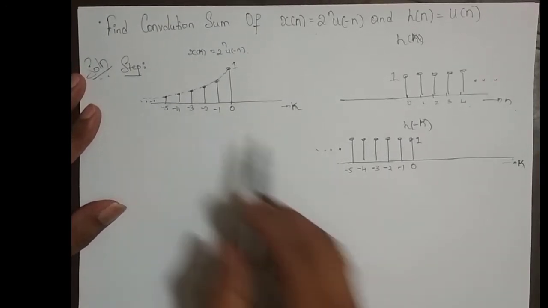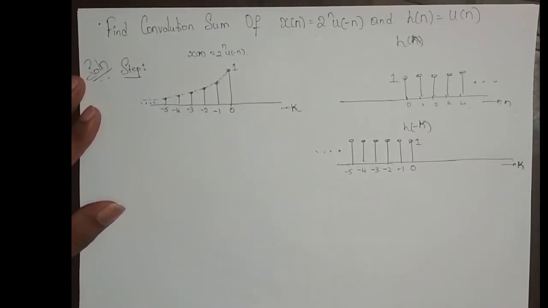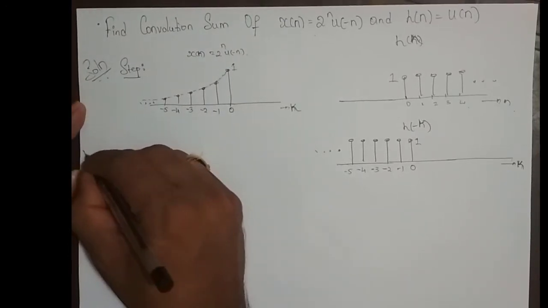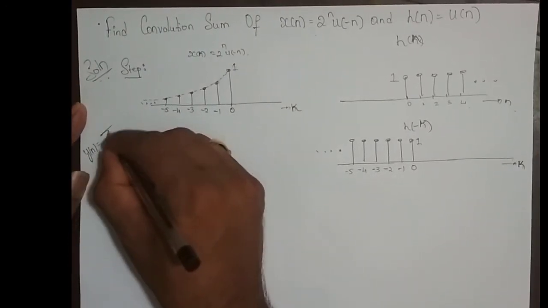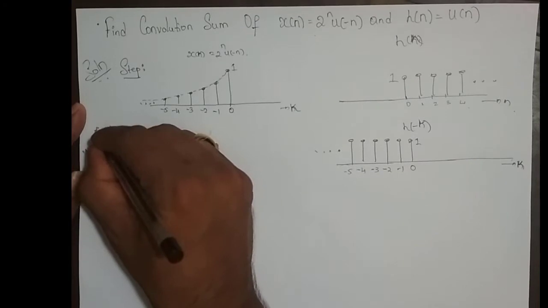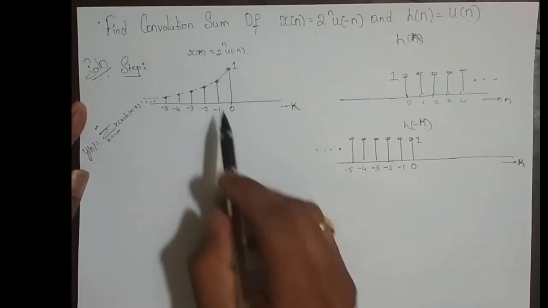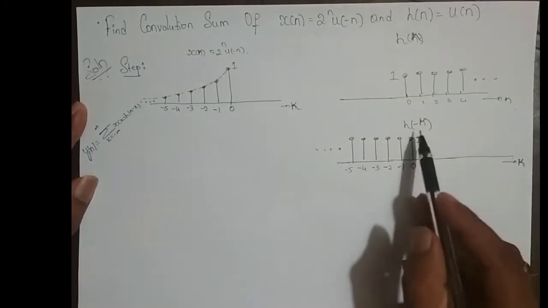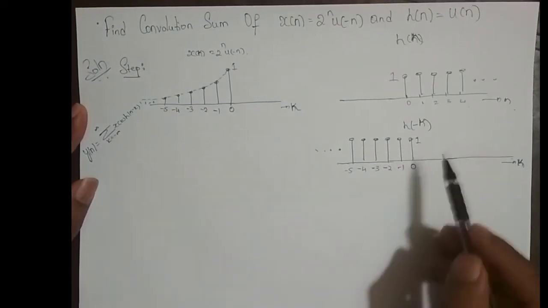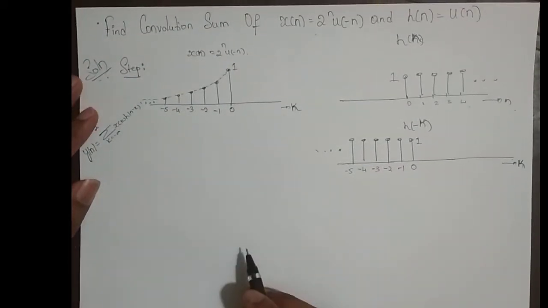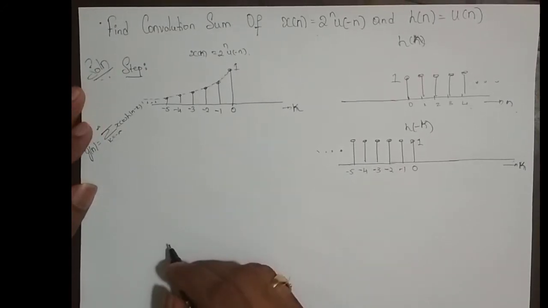What is the formula of convolution sum? y of n is equal to summation k varying from minus infinity to infinity x of k h of n minus k, right? I have x of k and I have h of minus k, but n is there in the formula. We'll see that. Fine. What is the next step? This is step number 1. What's the next step? Step number 2.